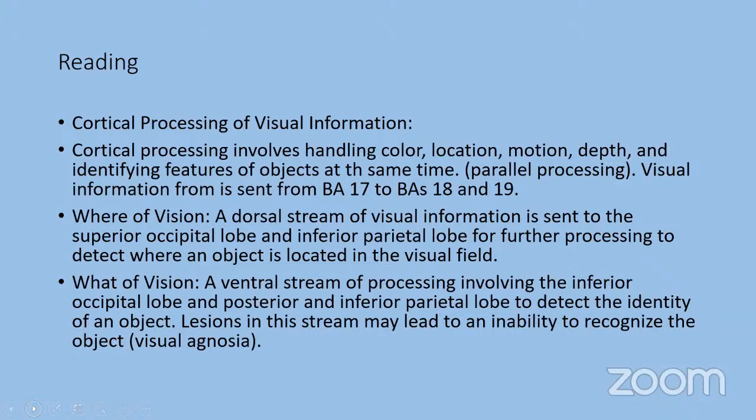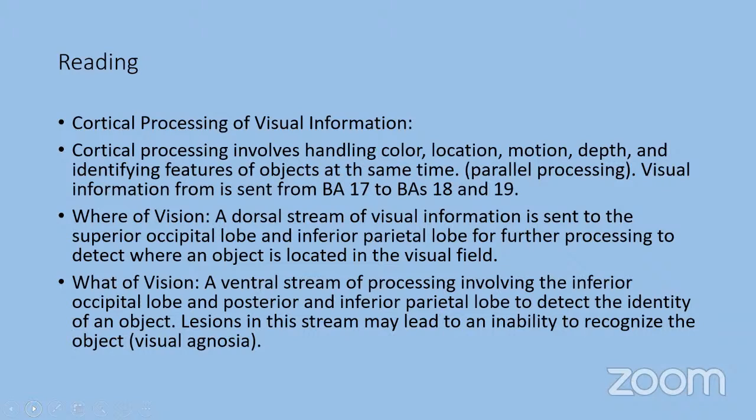So if you want to know the where of vision, a dorsal stream of visual information is sent to the superior occipital lobe and inferior parietal lobe for further processing to detect where an object is located in the visual field, in the context of reading, where that particular word is located in the visual field.